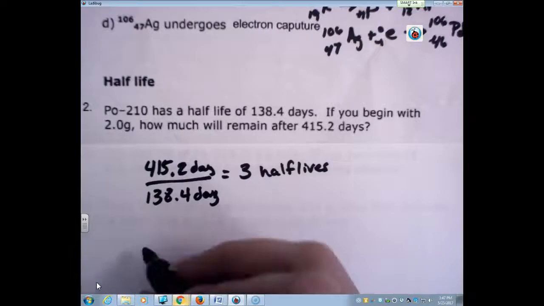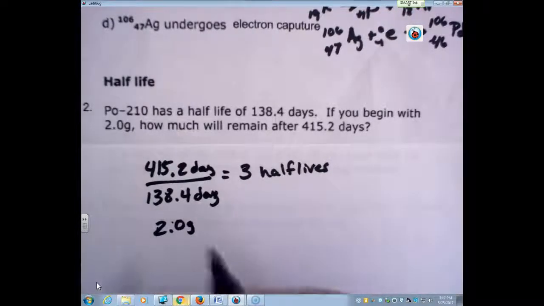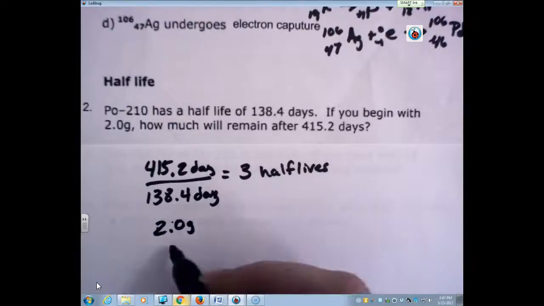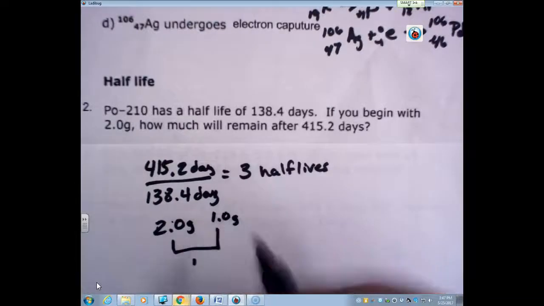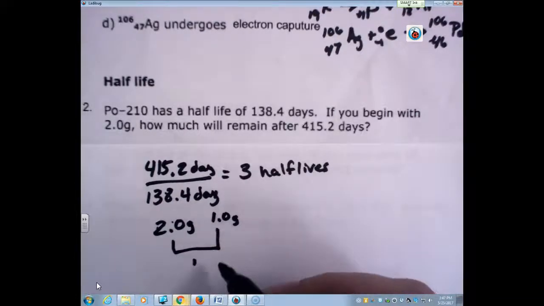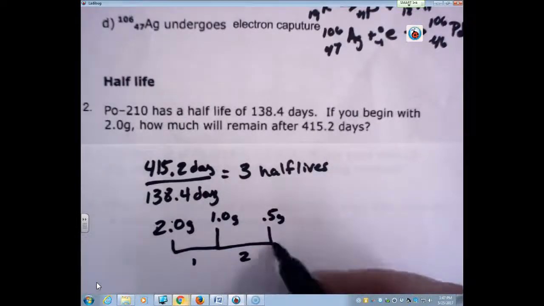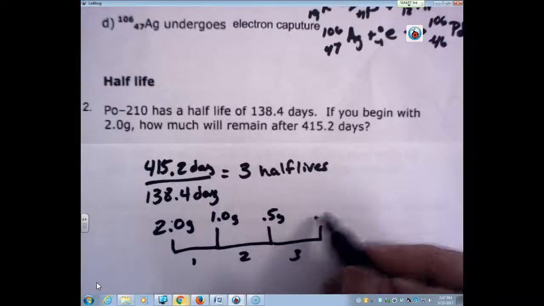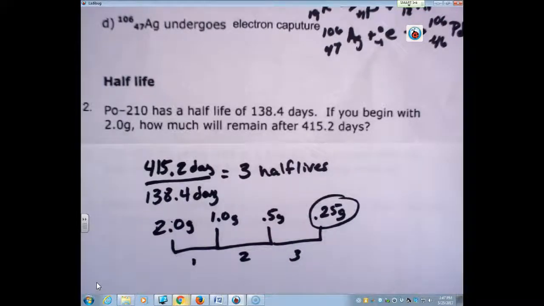Alright, so we start with a 2-gram sample, and that is going to be cut in half 3 times. So after the first half-life, we would just have 1 gram of that sample remaining. The rest of it would have transmutated into another substance. Then after the second half-life, we would have 0.5 grams. And then after that third half-life, we would have 0.25 grams of that polonium remaining.